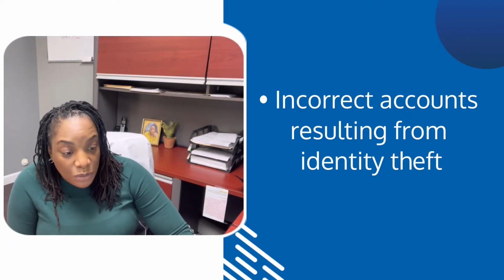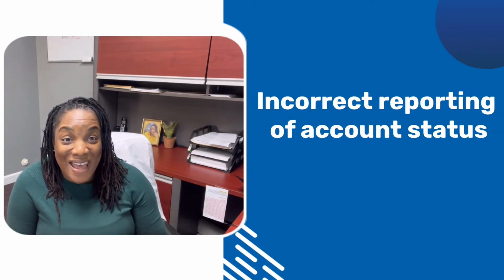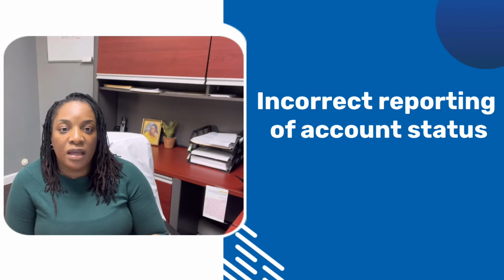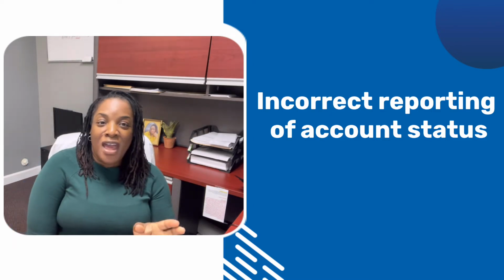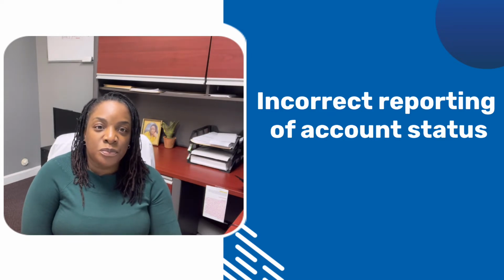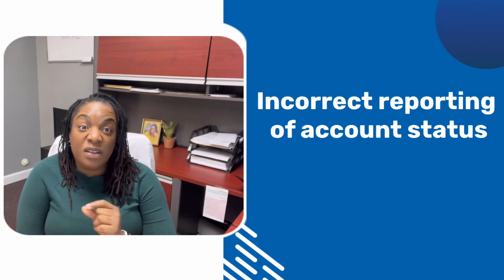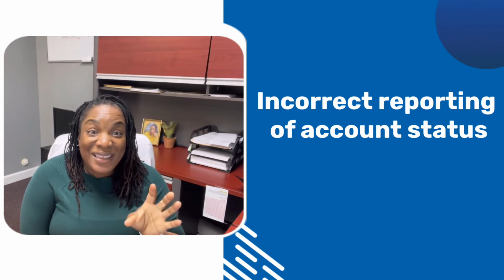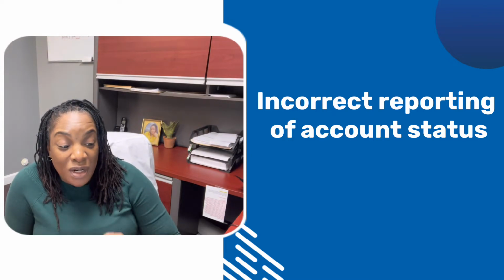Okay, so one of the second most common errors to look for on your credit report are incorrect reportings of account status. It's a big thing, okay? It's a big thing, especially if you are trying to clean up your credit in terms of getting negative accounts removed from your credit report. You're going to want to pay close attention to this. Okay, so incorrect reportings of account status.